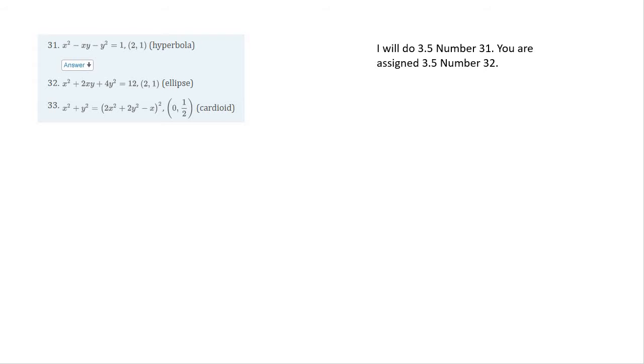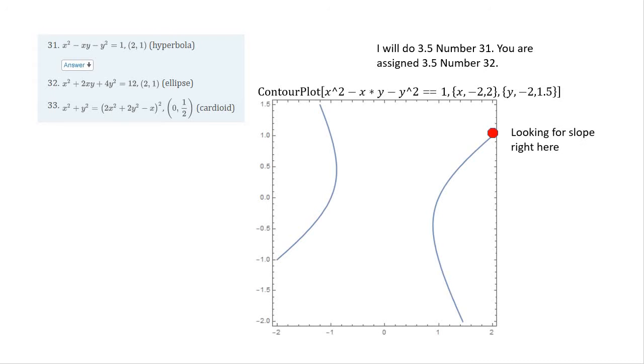You're assigned number 32. Number 31, what it is you're looking for. Most things like Wolfram Alpha have now an implicit plot. The way you used to have to do this in high school is you'd have to solve for y somehow, and then actually plot y as a function of x. But here it can plot this function for you without having to solve for y. And so that's called an implicit plot. Most packages can do this now, and so this is what this graph looks like.